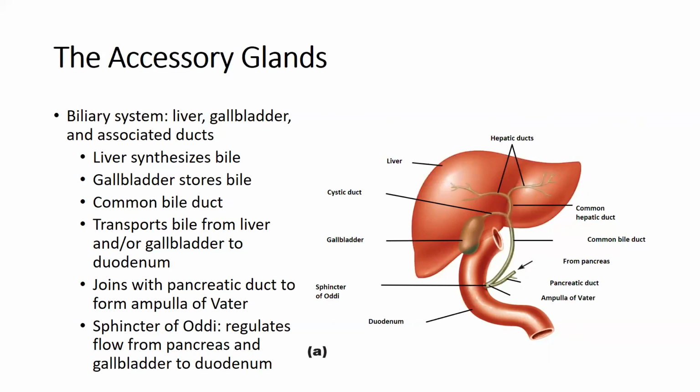So basically, we're not just flowing these pancreatic juices and bile into the duodenum. That is being regulated at this sphincter. This is called the sphincter of Oddi.